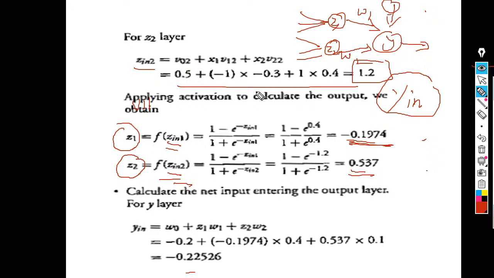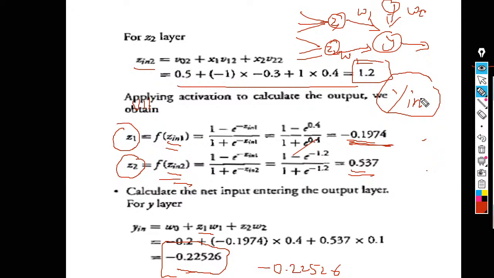So now we will calculate the net input which is coming to y. This bias is represented by w0. So w0 plus z1 w1 plus z2 w2. Multiply this and you will get minus 0.22526. You can verify in the calculation. It may be wrong, but you can verify it. With the help of a calculator you can just go on calculating. So for yin, you got this particular value.